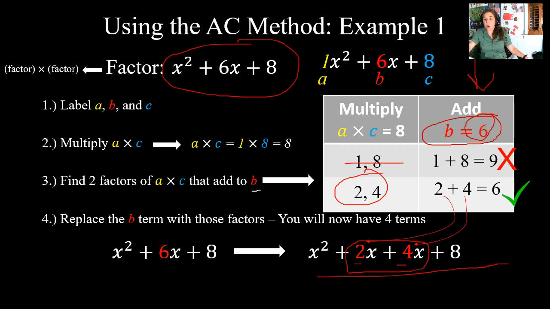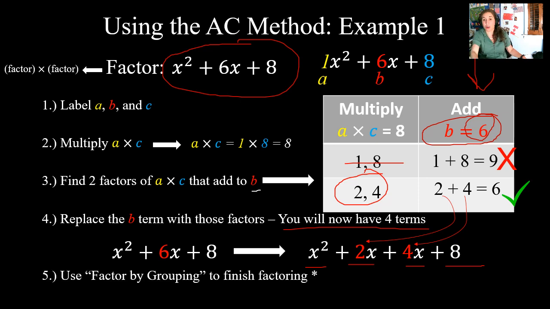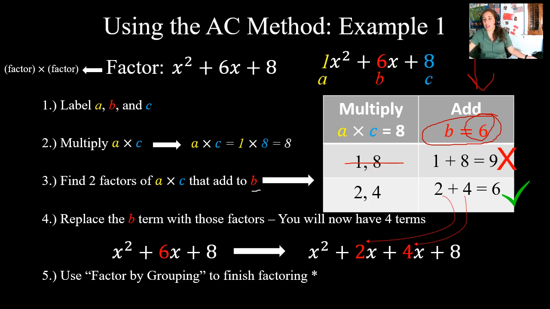So we're mathematically sound right now, okay? We haven't changed this in any way, but this is going to make it a lot easier for us to finish this factorization, because now I have 4 terms, okay? And I know that when I have a 4-term polynomial and I'm factoring, I use factor by grouping. So now we're going to use factor by grouping to finish this factorization, okay? So I obviously don't have enough room on this side to do that, so we're going to move on to the next slide so that you guys can see how to finish this off.